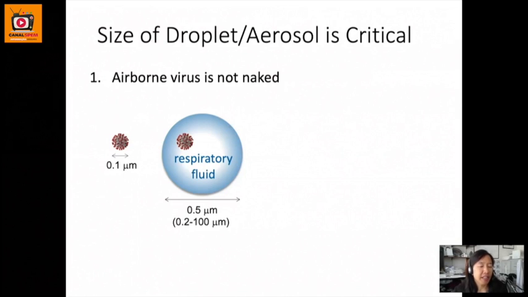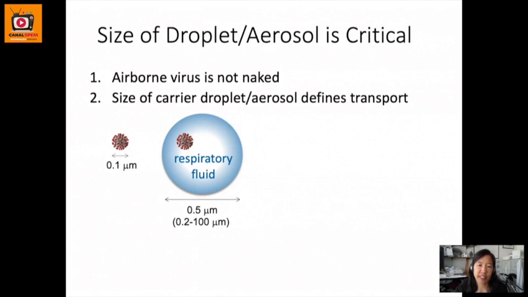The size of that droplet or aerosol that's carrying the virus is critical. I'm going to spend some time here because this is one of the most important things for understanding transmission by aerosols. First of all, the airborne virus is not expected to be naked in the environment. It comes out in respiratory fluid, which contains liquid, water, and other solutes from the respiratory fluid. I'll show that in another slide. So even though the virus itself is around 0.1 microns in size, those droplets, aerosols and droplets in which it comes out from is released by a person, range in size from anywhere from 0.2 microns, smaller than that, to 100 microns or larger.